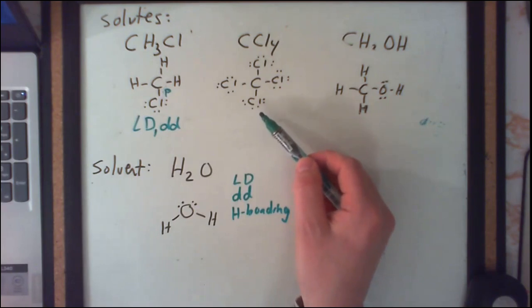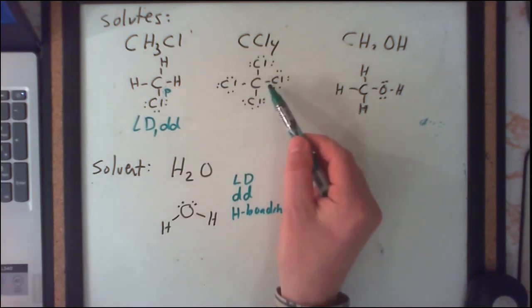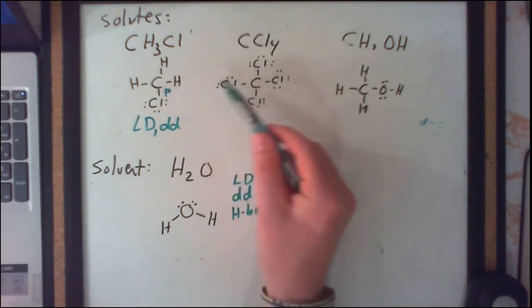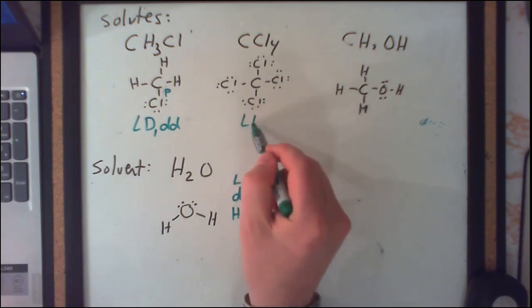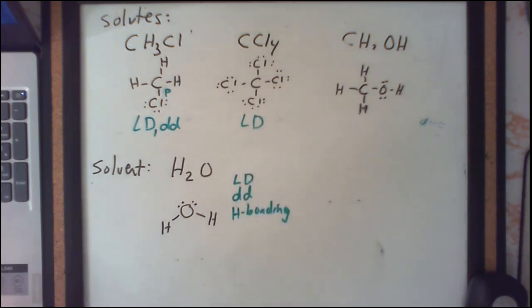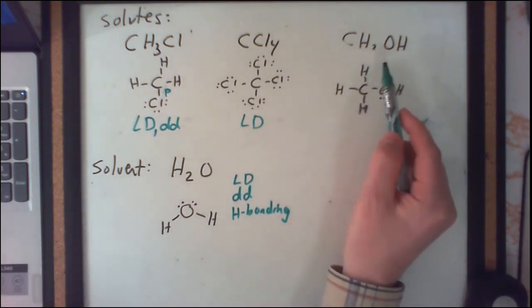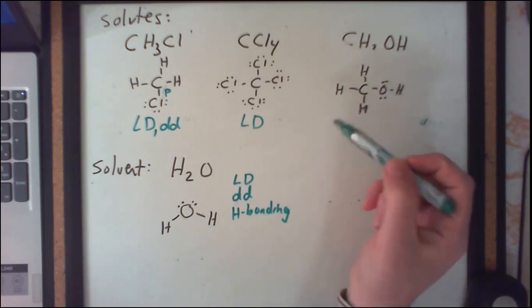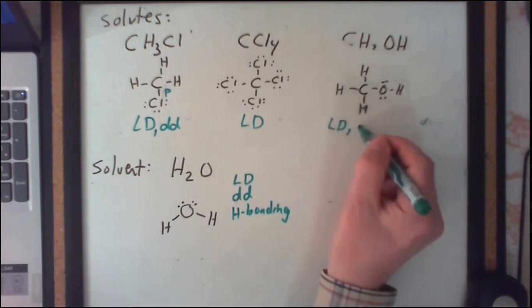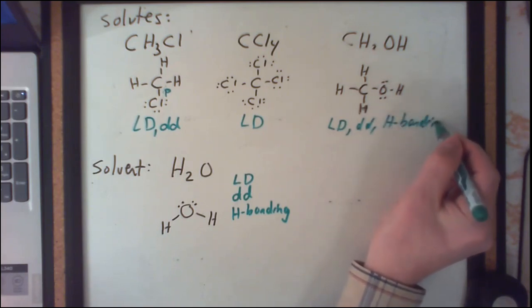With the second candidate, CCl4, carbon central atom, all four bonds are identical. So even though these bonds are polar, because they're identical, that's going to make the molecule nonpolar. And because the molecule is nonpolar, this molecule just has London dispersion forces. And then finally, our CH3OH molecule, because of the oxygen-hydrogen, we're going to have a polar molecule that can also hydrogen bond. So it's going to have all three: London dispersion forces, dipole-dipole, and hydrogen bonding.